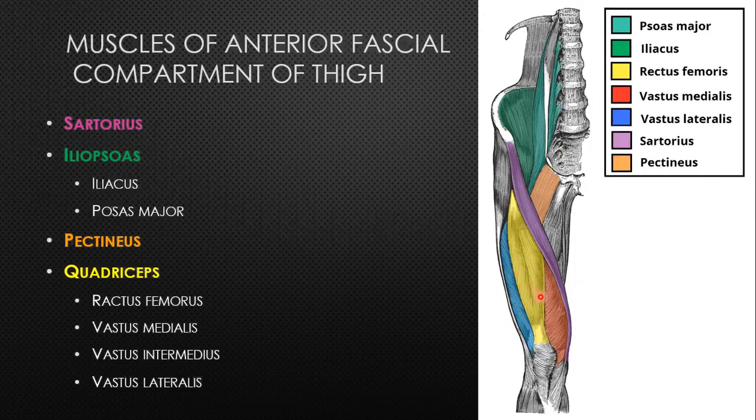The vastus intermedius muscle is situated behind the rectus femoris muscle, and in between the vastus medialis and the vastus lateralis. It is hidden by these three muscles. So in short, in the anterior aspect of the thigh, we have number one, the Sartorius muscle, number two, the iliopsoas muscle, number three, the pectineus muscle, and number four, the quadriceps. Four types of muscle.